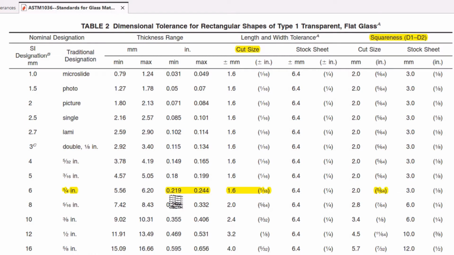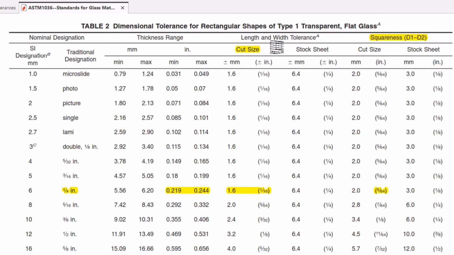They range from 0.219 to 0.244 inches thick. Okay, a quarter inch is 0.250, right? So you can see the actual thickness of quarter-inch glass. It's not quite a quarter inch.